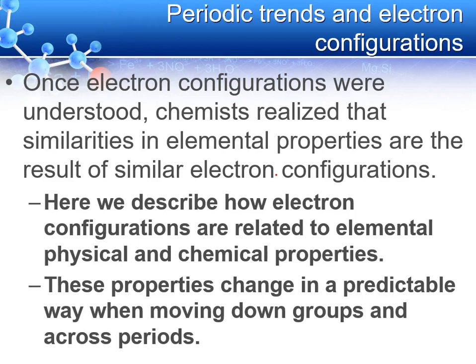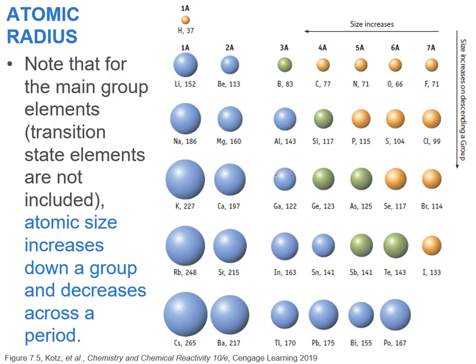So let's use those to look at physical and chemical properties. What we notice is that the periodic table is a wonderful tool because these properties change in a predictable way when you're moving down groups and across periods. So we want to be able to make those predictions. Let's talk about atomic radius first. Atomic radius just tells us the size of the electron in the outermost orbital.